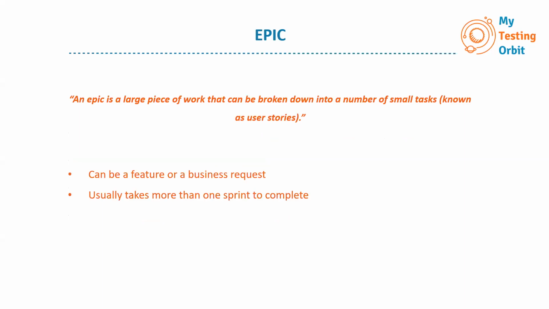Okay, before we go to the acceptance criteria, there's another term which we need to know, which is epic. So now we know that a user story is the smallest unit of work which we need to complete during a sprint, and which is providing something of value to the customer. So user stories can be independent, or they can also be grouped together under a concept known as an epic. The definition of an epic is a large piece of work that can be broken down into a smaller number of tasks, which are known as user stories.